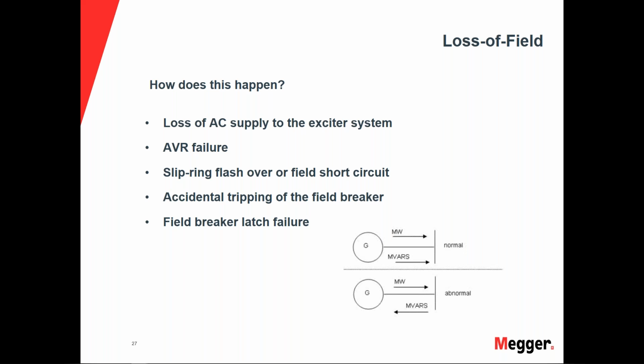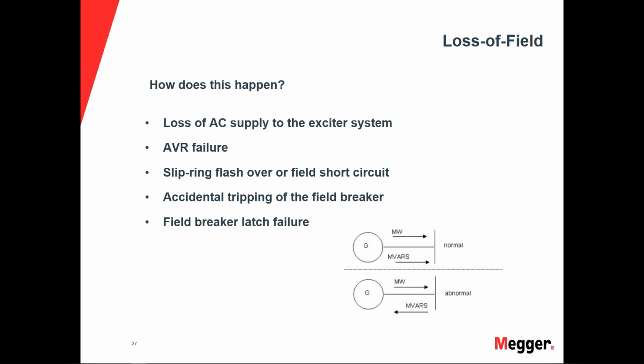We can have loss of field or loss of excitation in multiple ways. One is the loss of AC to the exciter. If we don't have the excitation system in place, then we could actually lose excitation, so now our generator becomes a motor. The AVR failure, the automatic voltage regulator failure: if that unit goes down, or the mechanism breaks or malfunctions internally, or if somebody leaves it on manual and doesn't allow it to regulate itself, we could get into a scenario where we have a loss of field operation.